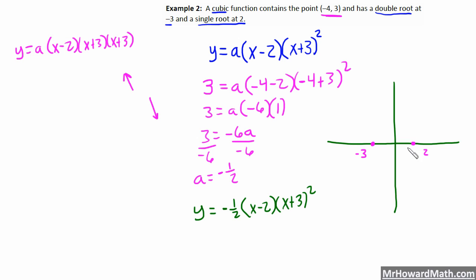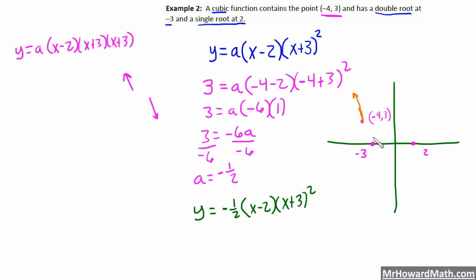We also know that we have the point -4, 3. That's approximately right here, so I'm going to write that negative 4 comma 3. We know it's right there. All right, so our end behavior is like this. So we know we are going up and to the left, and we know we have to go through negative 4, 3. So it's got to come down like this.